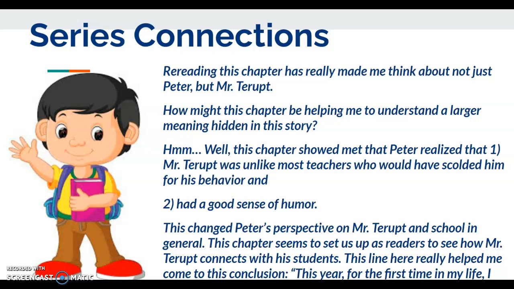Well, this chapter showed me that Peter realized, number 1, Mr. Terupt was unlike most teachers who would have scolded him for his behavior. And number 2, he had a good sense of humor. This changed Peter's perspective on Mr. Terupt and school in general. This chapter seems to set up, as a reader for me, to see how Mr. Terupt connects with his students. This line here really helped me come to this conclusion.